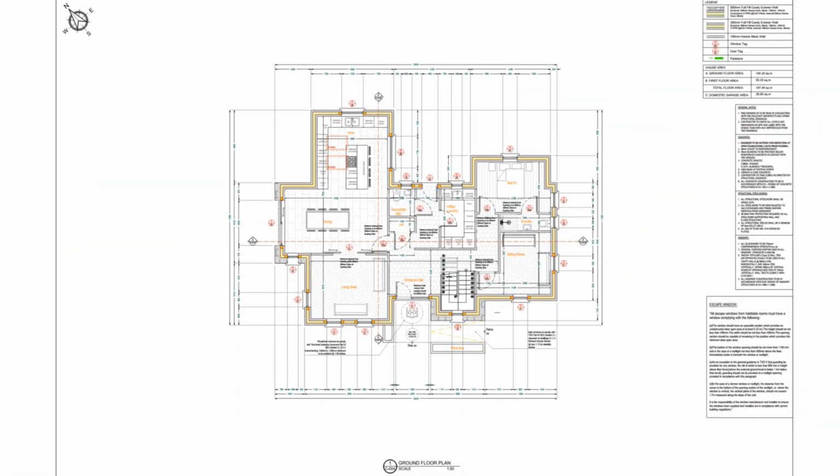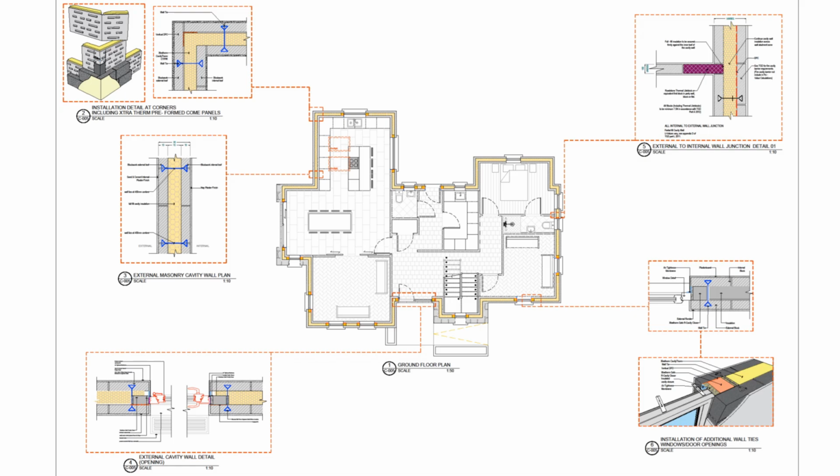And next is the ground floor plan that provides a top-down view of each floor of the building. It shows the layout of rooms, walls, doors, windows, dimensions, and other features. And the next drawing is the ground floor typical wall details, a specific drawing or diagram that illustrates the construction, materials, and assembly of a wall in a building project. It provides a comprehensive view of how different elements come together.